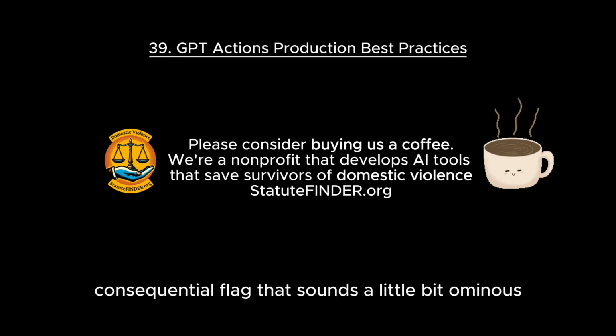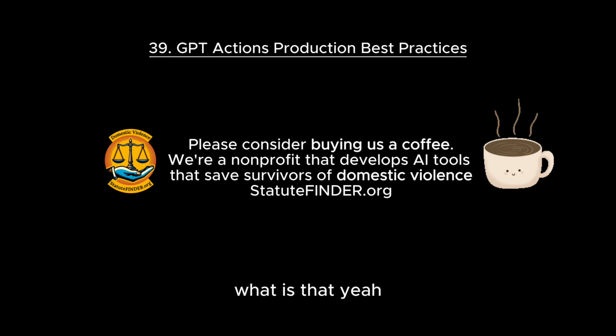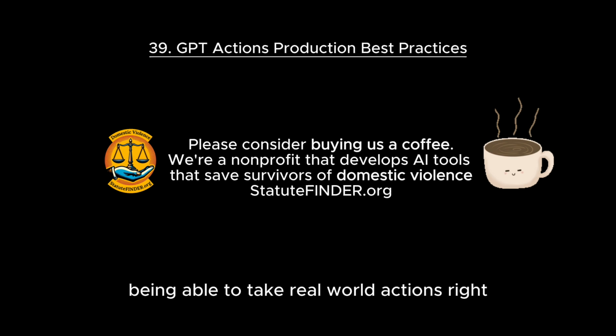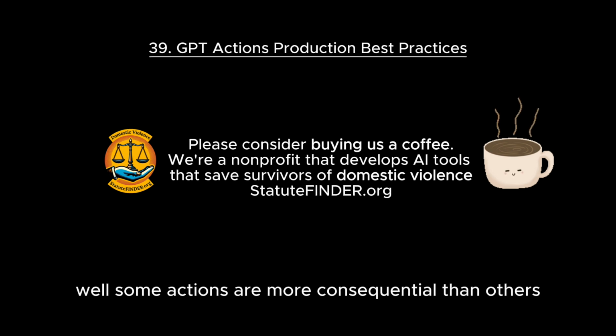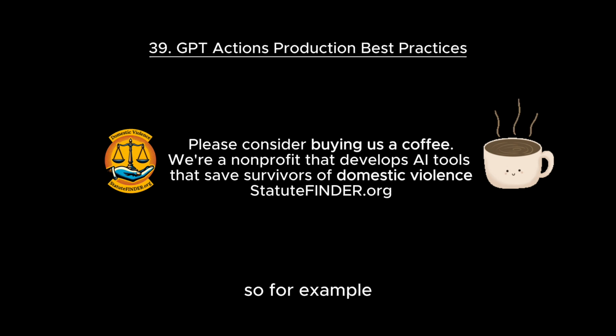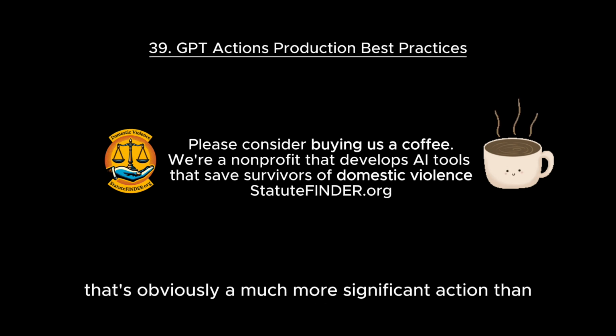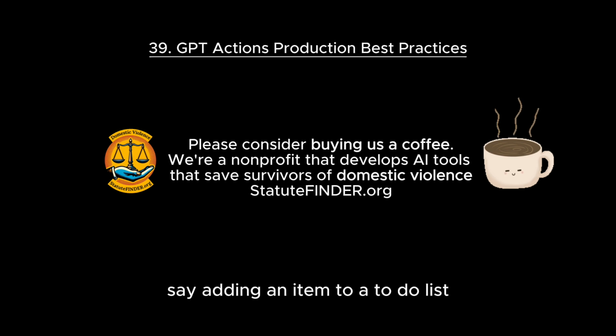Consequential flag. That sounds a little bit ominous. What is that? Yeah, so remember how we were talking about GPT actions being able to take real-world actions, right? Like adding an item to your to-do list. Well, some actions are more consequential than others. So, for example, booking a hotel room and charging someone's credit card, that's obviously a much more significant action than, say, adding an item to a to-do list. Yeah, big difference in terms of impact.